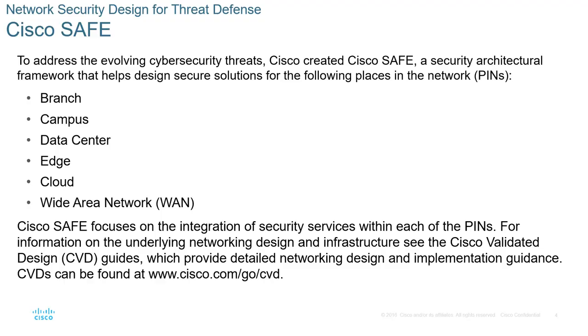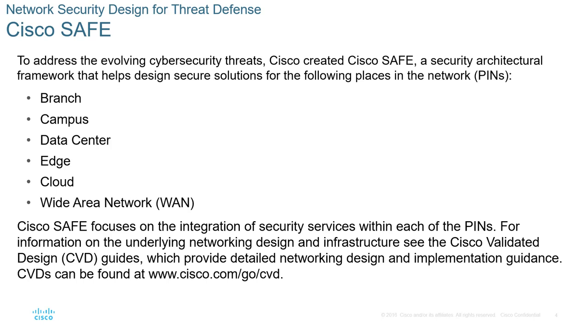To address this, Cisco created SAFE. It's basically a security architecture framework that helps to design secure solutions that follow PINs in the network. When we're talking PINs, that is placement in the network. We have things like branches, campuses, data centers, edges, our WANs, our clouds. The nice thing is we can discuss safety based off of these locations. So SAFE focuses on the integration of security services within each of the PINs.